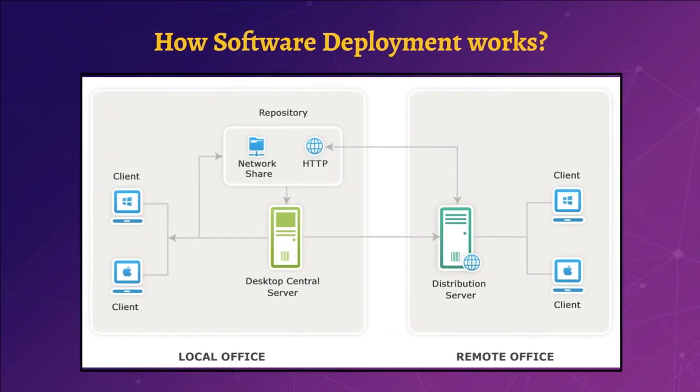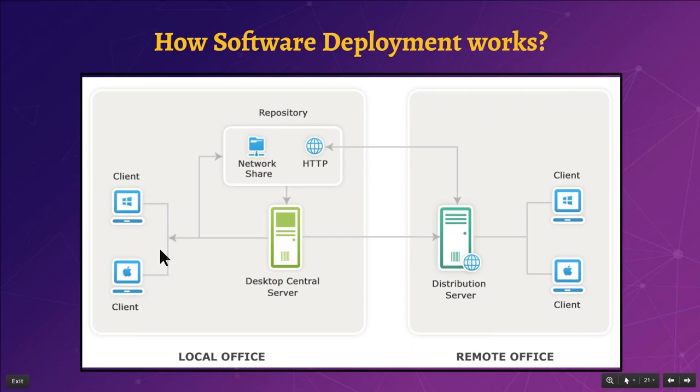Let's look at how software deployment works. With Desktop Central, you can download the application binaries and keep them on the repository. Once you do that, you can create packages on the Desktop Central server. Once you create the package, you can push it out to the agents. You can push it out to the local office, and you can push it out to a remote office as well.